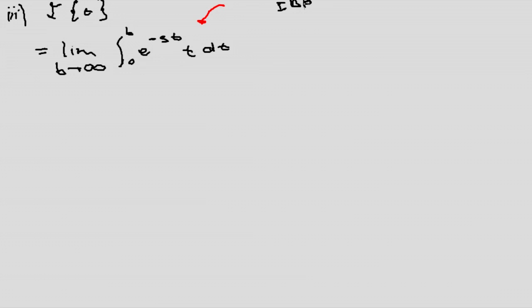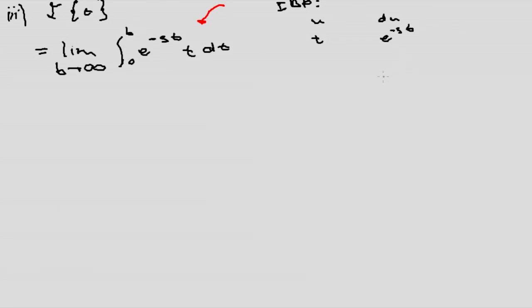IBP is a very useful thing back when I was taking integral calculus. I can just do IBP! It has a shortcut, actually. This will be our u part, and this will be our dv part. So, our u there is t, and our dv is e raised to the negative st.